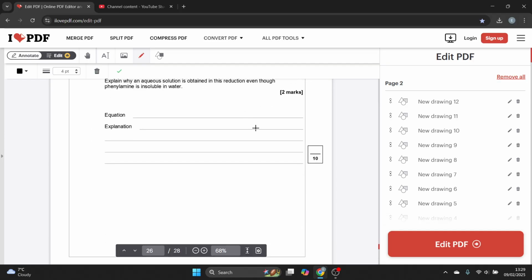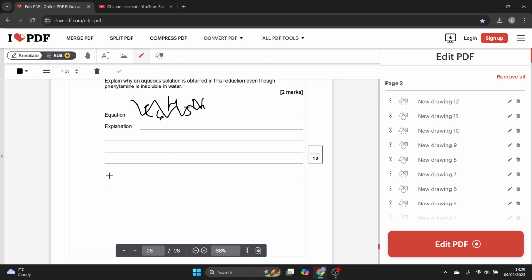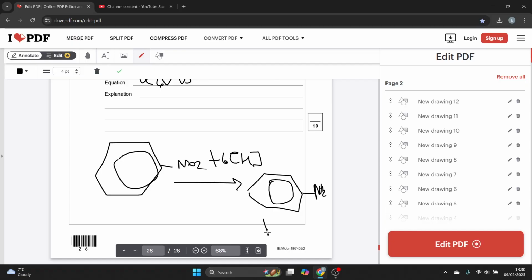Give the equation for the reduction of nitrobenzene to form phenylamine, C6H5NO2. Actually, I'm going to do it this way. This is the way that I've memorized it, and it should be fine in the exam. Your NO2 plus 6 H's to form your phenylamine, with your NH2 group attached to it, plus 2H2O.